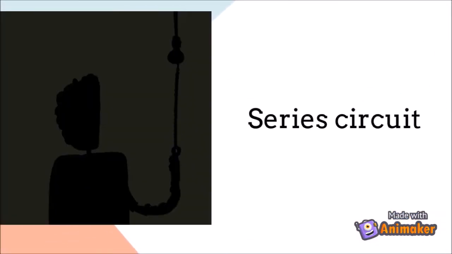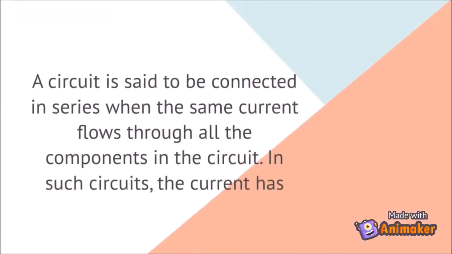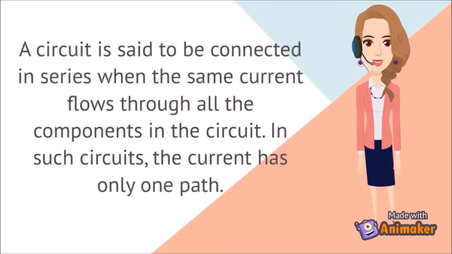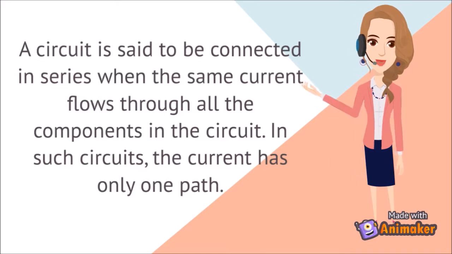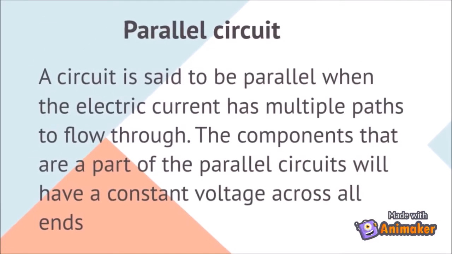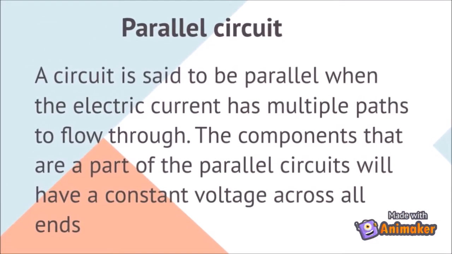Guys, do you know what a series circuit is? Well, a circuit is said to be connected in series when the same current flows through all the components in the circuit. In such circuits, the current has only one path. Then, what is a parallel circuit? A circuit is said to be parallel when the electric current has multiple paths to flow through. The components that are a part of the parallel circuit will have a constant voltage across all ends.